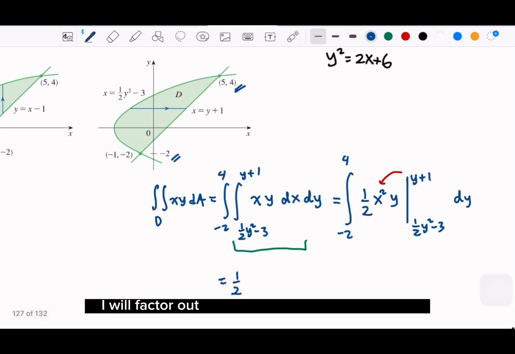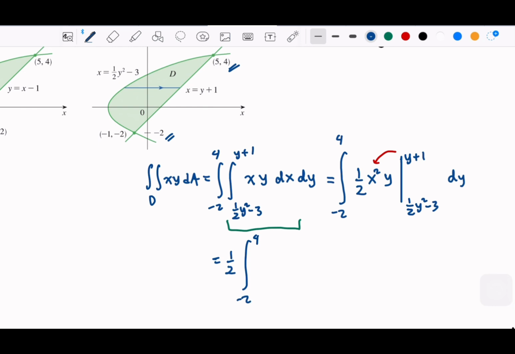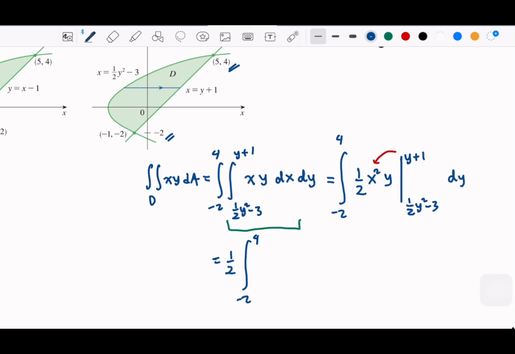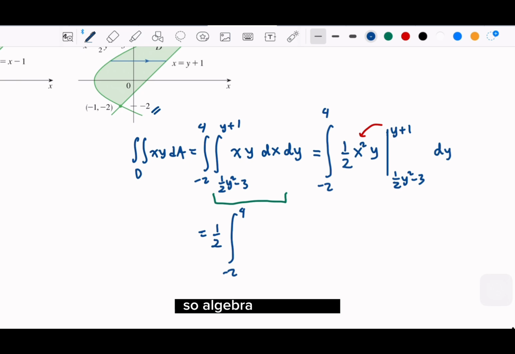I will factor out a constant to simplify the process. So I think the more you see calculus, and if you're familiar with typical questions in calculus, the more you read the question, the more you try to solve the answers. I think aside from understanding the subject, when you try to process and simplify the process, that will be the part when you learn better. So you will learn how to algebraically solve the problem. So algebra will be very, very important, because all the process, aside from the understanding, is to know how the algebra is.